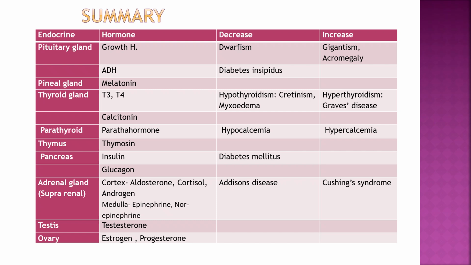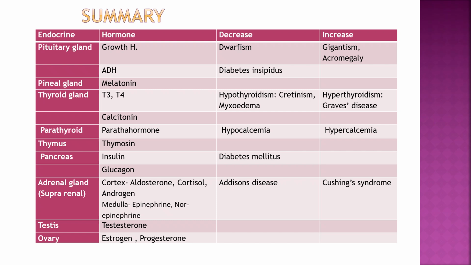The second hormone secreted by the thyroid gland is calcitonin. The parathyroid gland secretes parathormone, and decreased level causes hypocalcemia. Increased level of parathormone causes hypercalcemia. Thymus, the hormone is thymosin. Pancreas, the first hormone is insulin, so decreased level causes diabetes mellitus. The second hormone is glucagon.